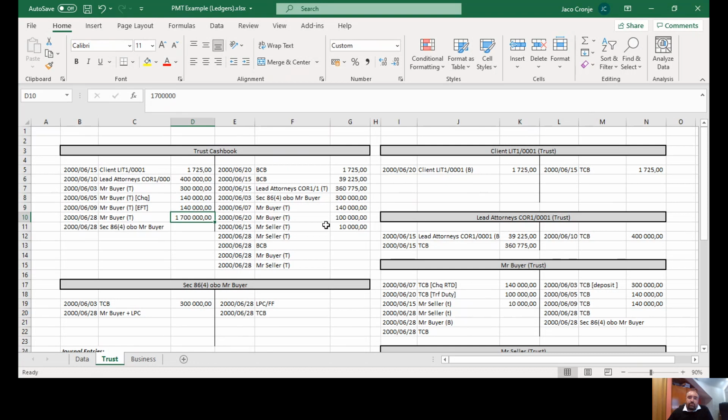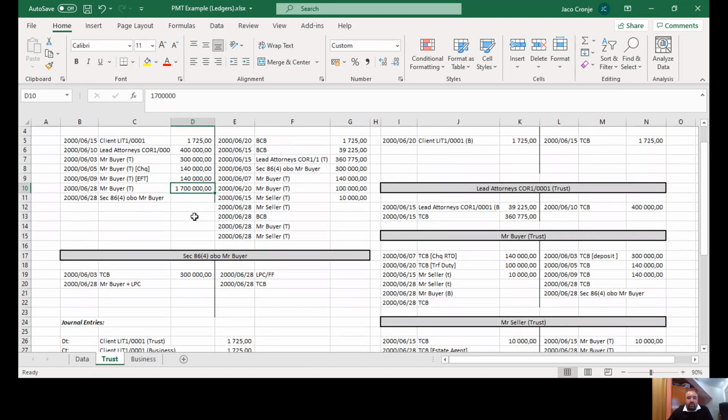And whose money is that? That guarantee pays out on behalf of Mr. Buyer, 1.7 million rand. Right. Now, what happens at this point? At this point, we now have to show that this money is no longer Mr. Buyer's. This money is now Mr. Seller's. So, what do I have in trust for him?